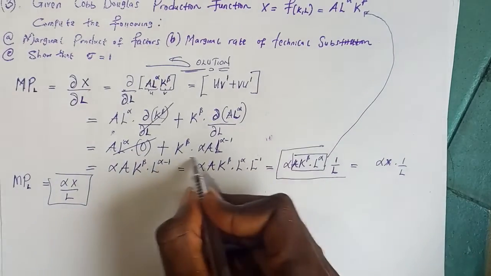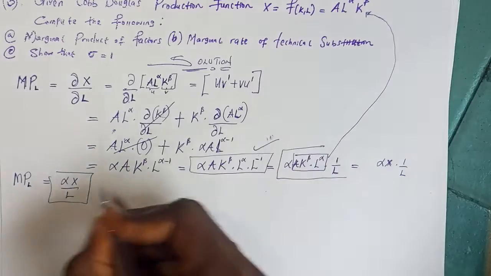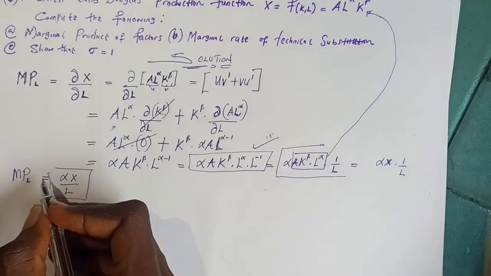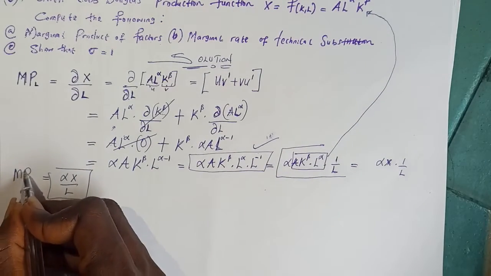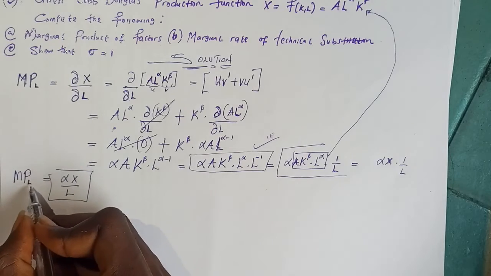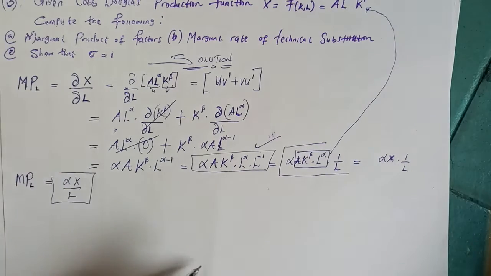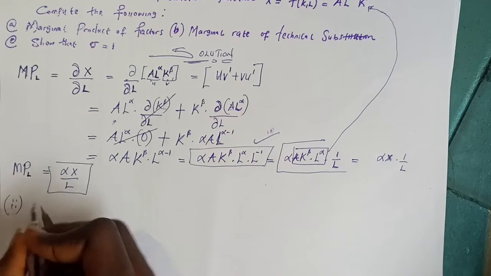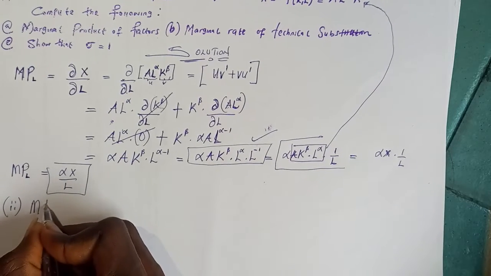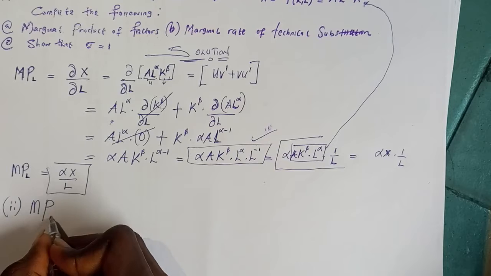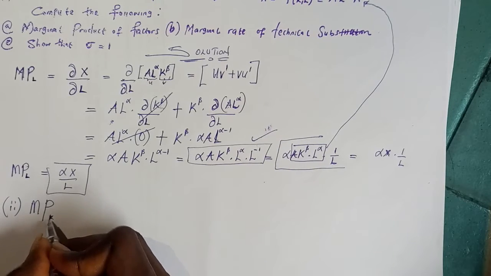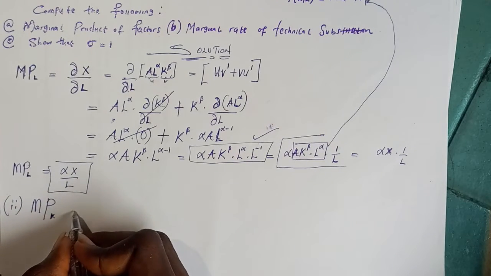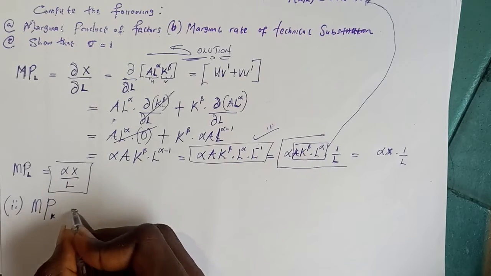Is it that we use this or we use this? So this is how to compute the marginal product of each factor. So this is for the labor factor. The next thing for us to compute is we have to find the marginal product of the capital. Now since we have this, this simply implies the same process.